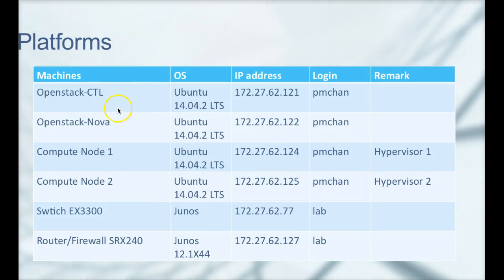Okay, so here is a more detailed look at the platforms. These are running Ubuntu, and the two compute nodes basically serve as the hypervisors. And we have two Juniper hardware. One is the EX3300 switch, and the other is the SRX240. Now the 240 is used as both the router and the firewall in this case.